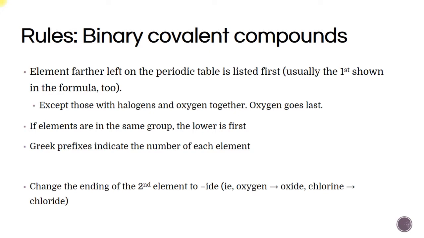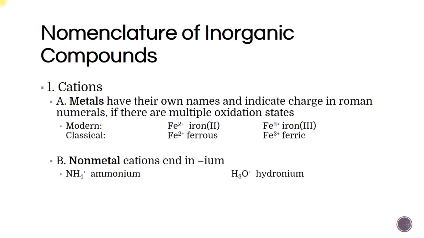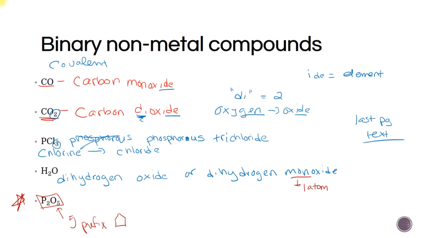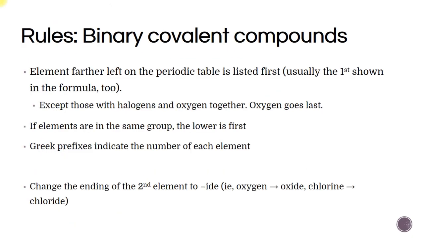Okay, so the next slide tells us about what we just did. This is the rules for what we just did. When we have binary covalent compounds, that's a fancy way of saying two different elements, binary means two, that are covalently bonded. So just a reminder from chapter 6, this should be familiar by now.